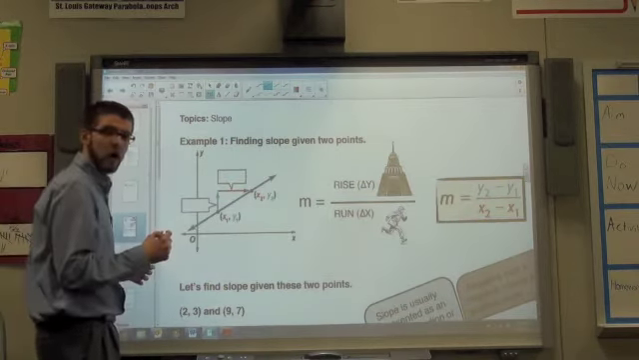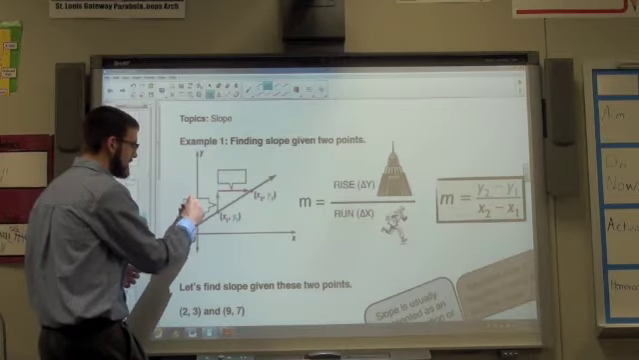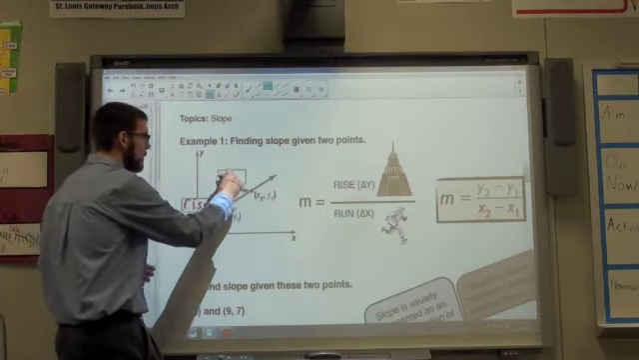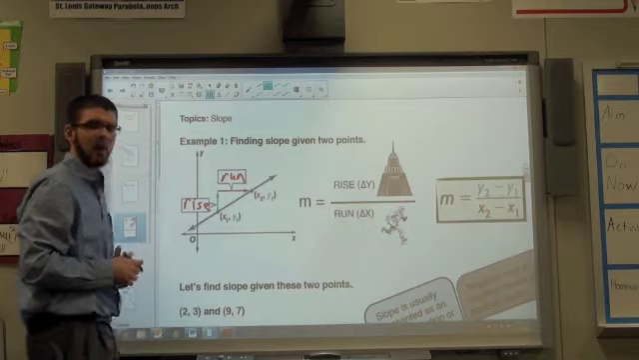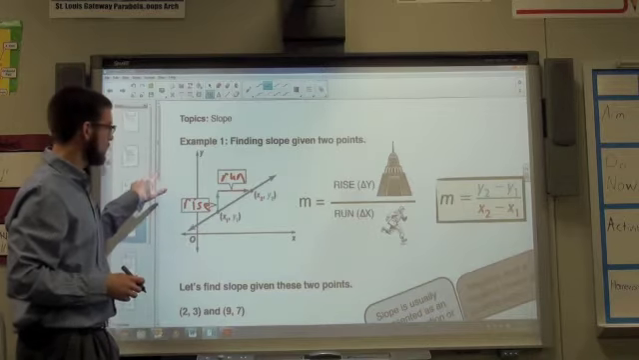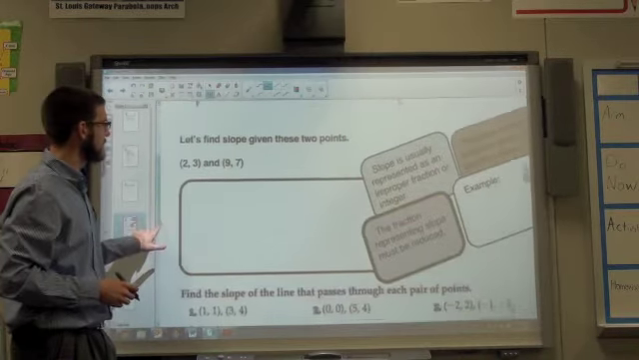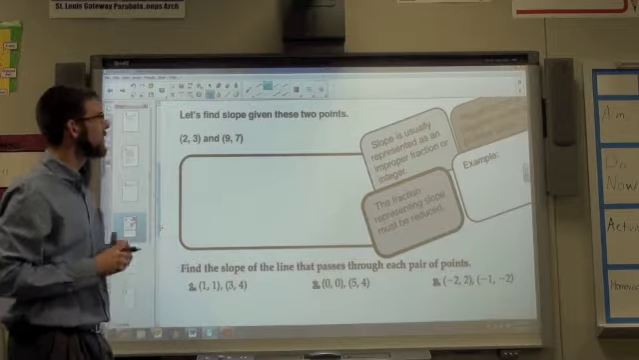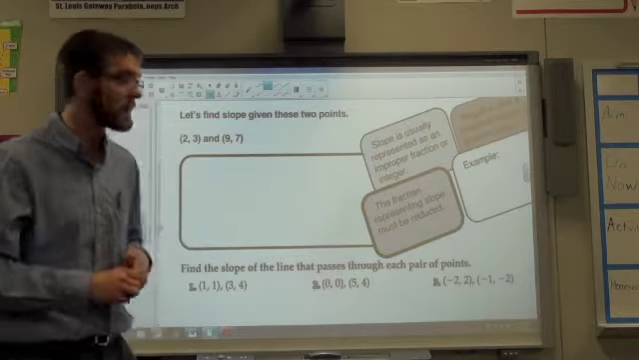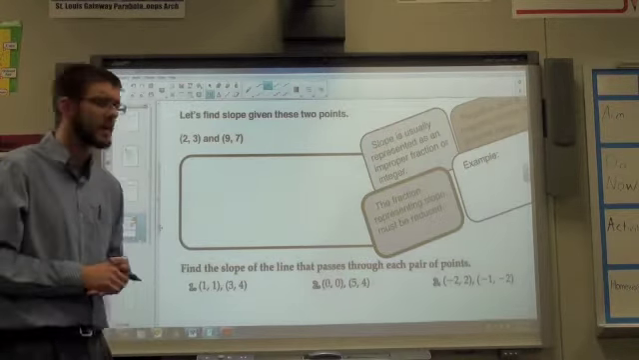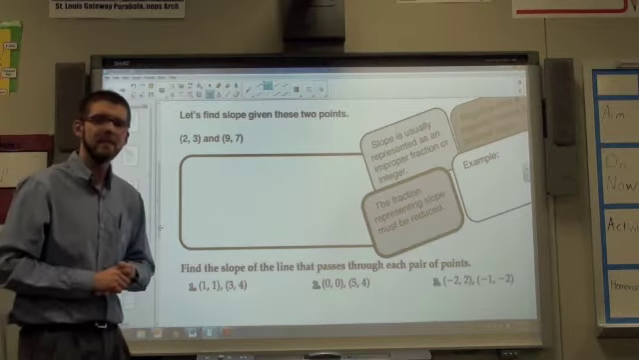For those of you at home, go ahead and write this down. It's the rise over the run. That is how we define slope. So our first example that we're going to look at is right here. Let's find the slope given these 2 points. The 2 points are (2, 3) and (9, 7).